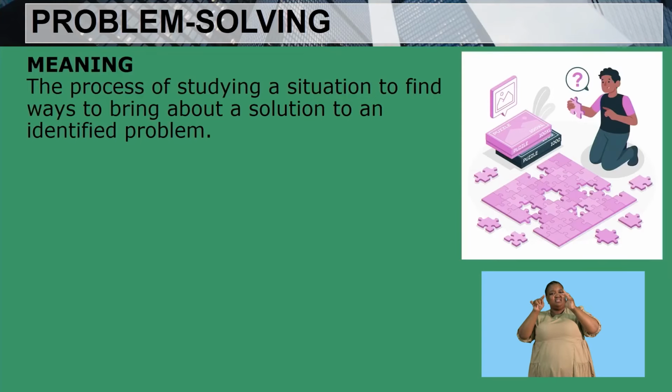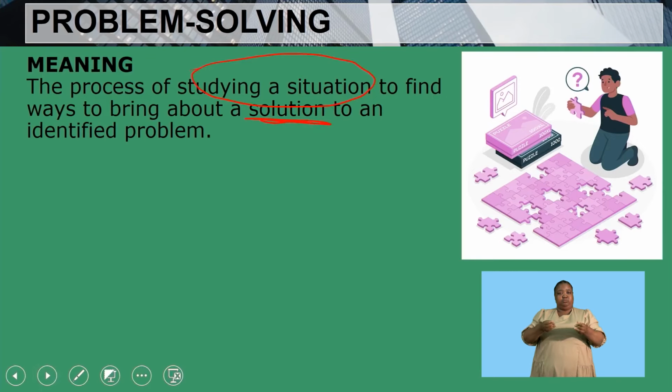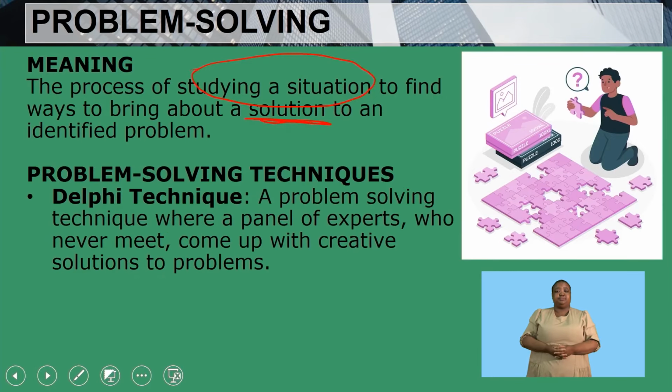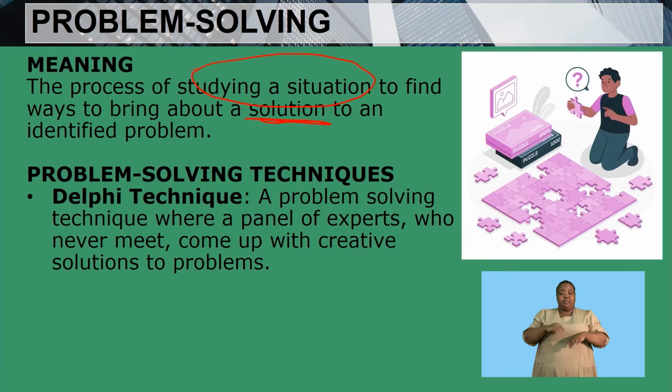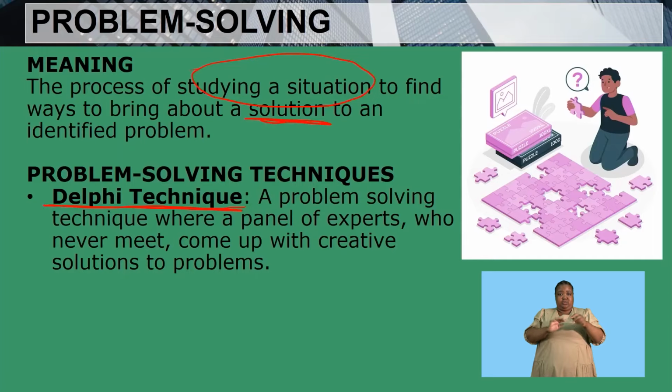Now, we also have what we call problem solving. Now, remember that this is different to creative thinking because now we are studying a situation to make sure that we come up with a different solution to the identified problem. And what you must note is that we have different problem-solving techniques that we use to apply, firstly called the Delphi technique. Now remember that we are only focusing on 2 problem-solving techniques. The Delphi technique, for you to remember, is that we are solving complex problems.